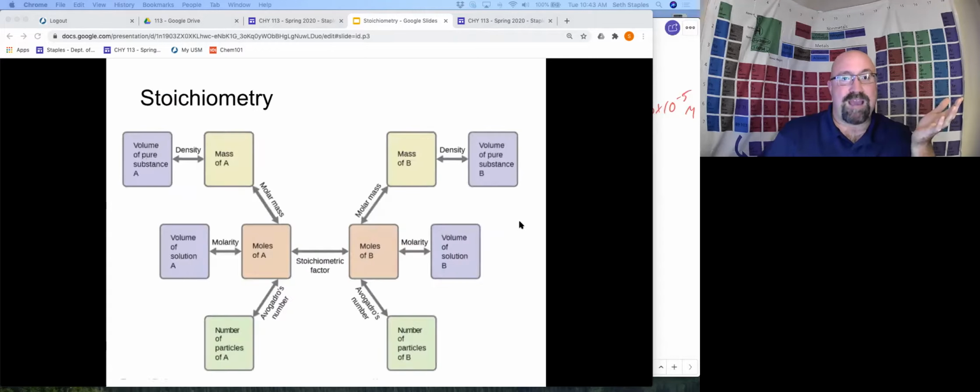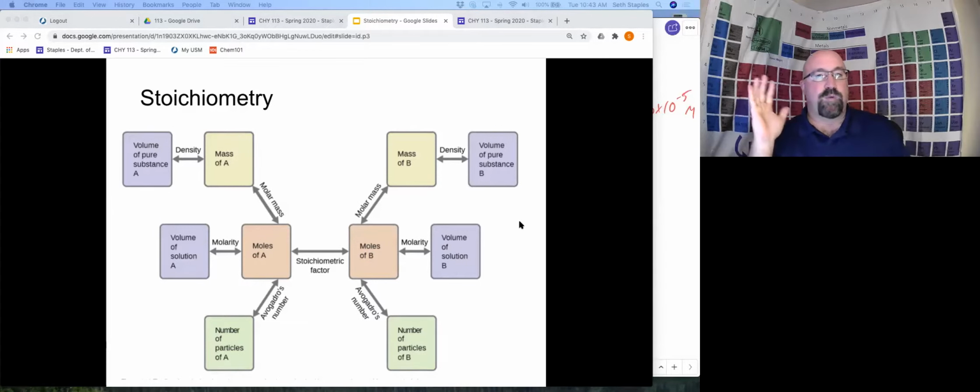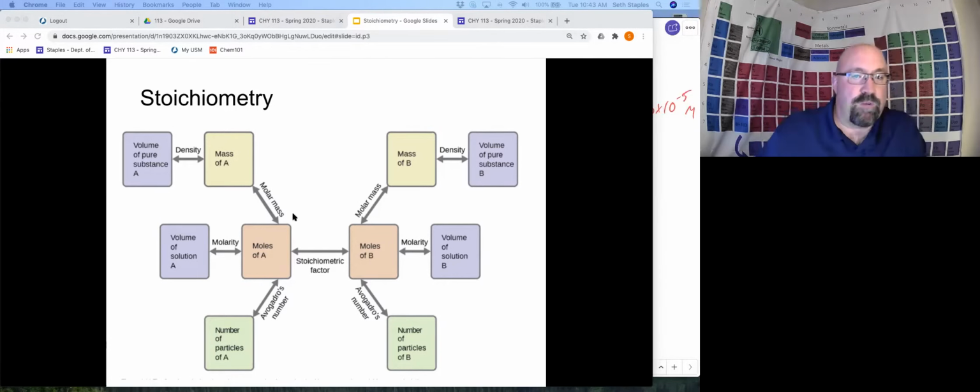Which brings us back to this slide that I showed at the very beginning of this whole unit on stoichiometry. And so a lot of our questions so far focus on this pathway here. If we know the mass of a compound, we can use our molar mass to get to moles, use our stoichiometric ratio to get to moles of whatever we're looking for, and then the molar mass of that substance, and so on and so forth.